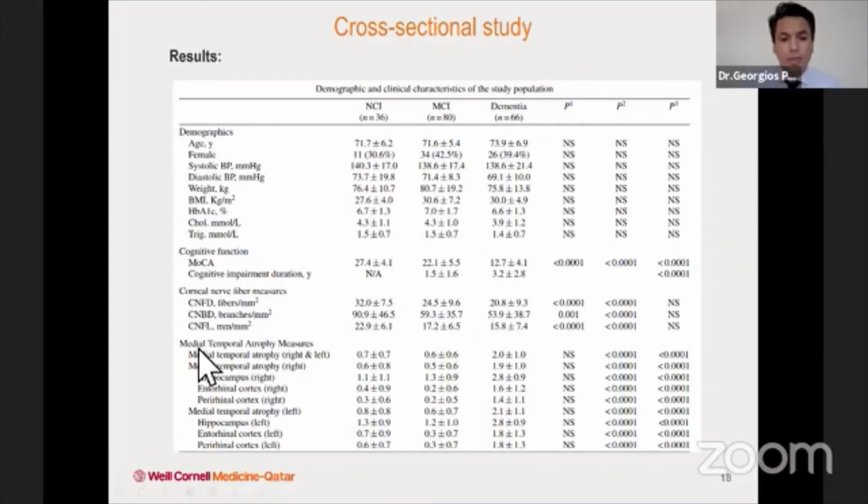Whereas using a visual rating of the medial temporal atrophy, we cannot detect a change between healthy controls and patients with mild cognitive impairment. Okay, this is the p-value, but patients with dementia were significantly lower. There was more atrophy compared to patients with mild cognitive impairment and healthy controls.